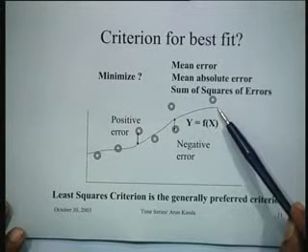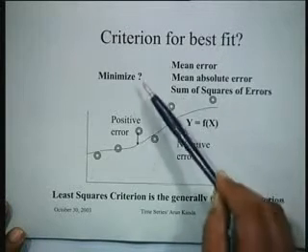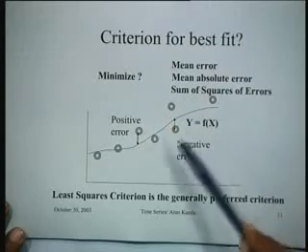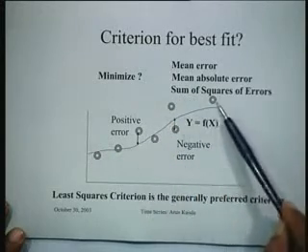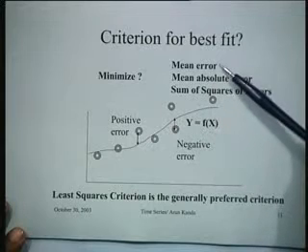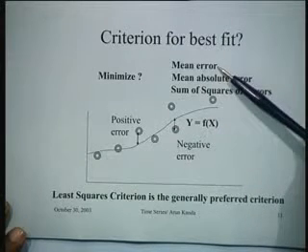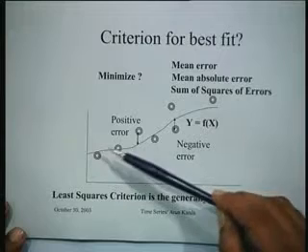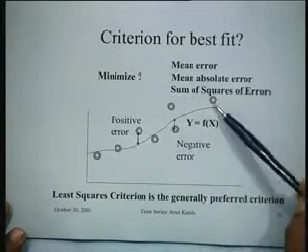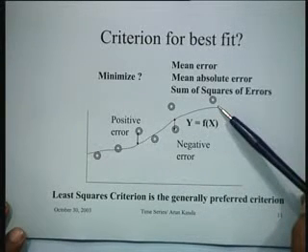But normally, since that is not possible, we try to develop a criterion which is based on these error functions. One of the criteria that has been used is the mean error. That means you calculate the error here, some positive errors, some negative errors, and ultimately calculate the mean, and you are interested in minimizing the mean error.